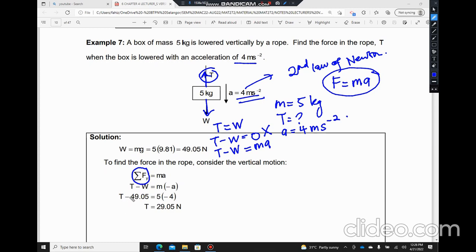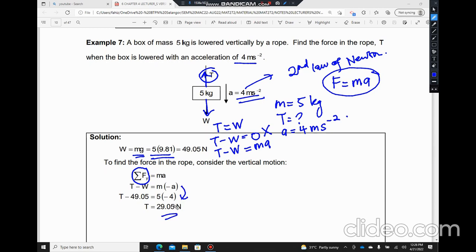Okay, so T minus W is 49.05. Dari mana dapat ni? Kena darab dulu mg. W equals to mg, so jangan gantikan 5 kat sini. 5 cuma m. So m which is 5, multiply by negative 4 which is a. So you get T equals to 29.05 Newton.